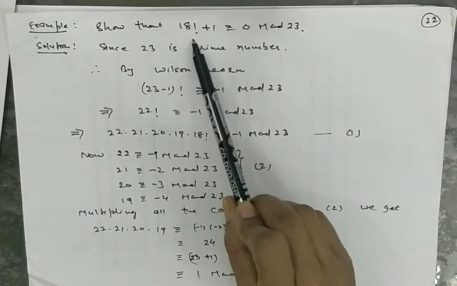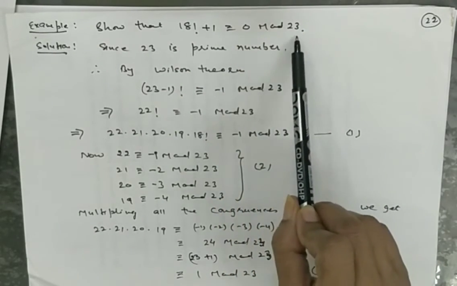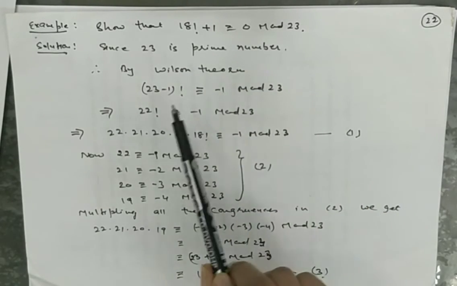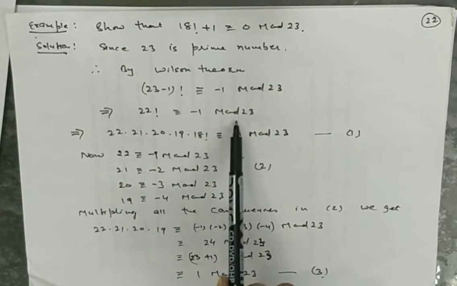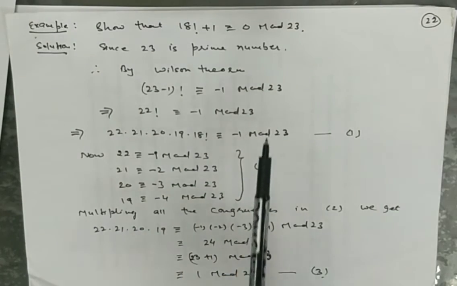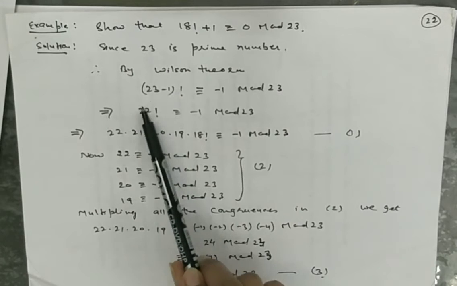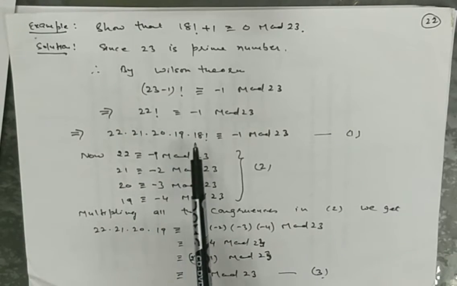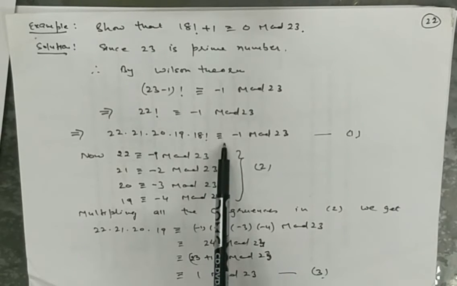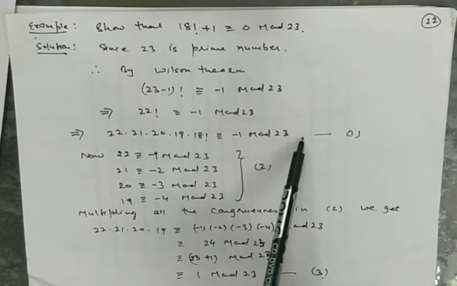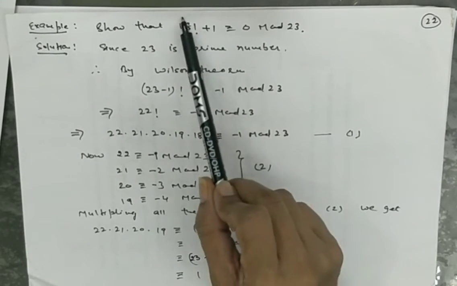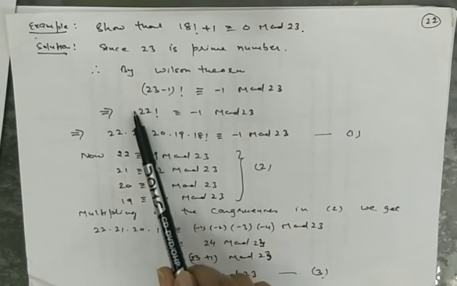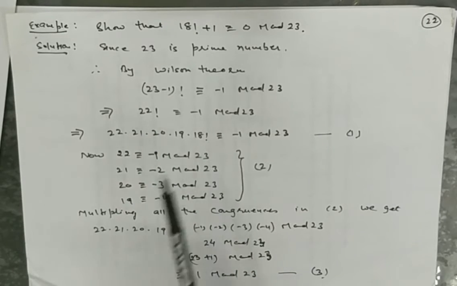We want to show that 18 factorial plus 1 is congruent to 0 modulo 23. Now since 23 is a prime number, by Wilson's theorem 22 factorial is congruent to minus 1 modulo 23. This 22 factorial can be written as 22 into 21 into 20 into 19 into 18 factorial, congruent to minus 1 modulo 23. Here we have 18 factorial, so we expand 22 factorial up to 18 factorial.